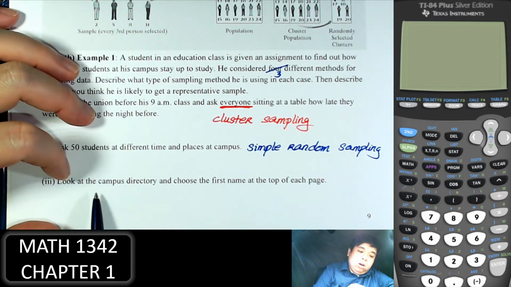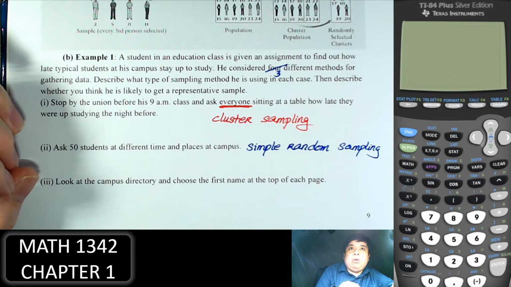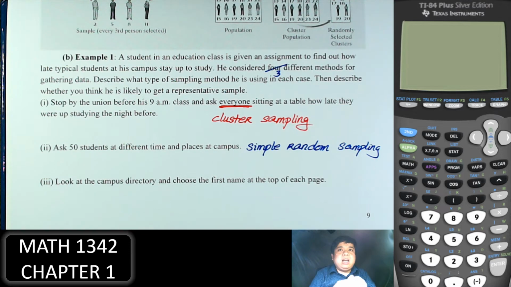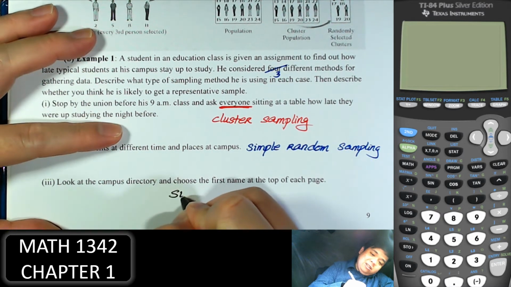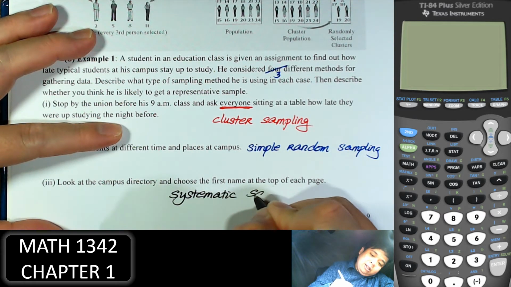Then next, look at the campus directory and choose the first name at the top of each page. Well, that is systematic, because assuming each page of the book will have about the same number of names. Unless the names are too long and have to break into different lines, for example. But we assume that each page will have the same number of people, and we choose the first one every time. So this is called systematic sampling.